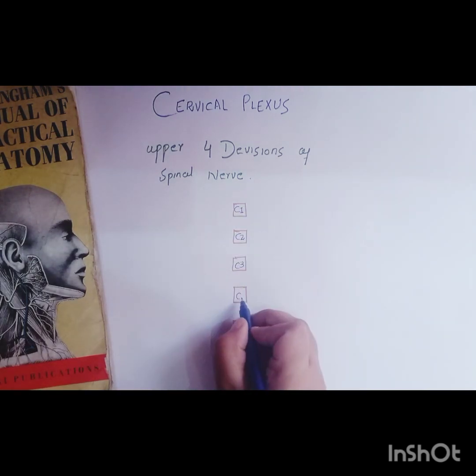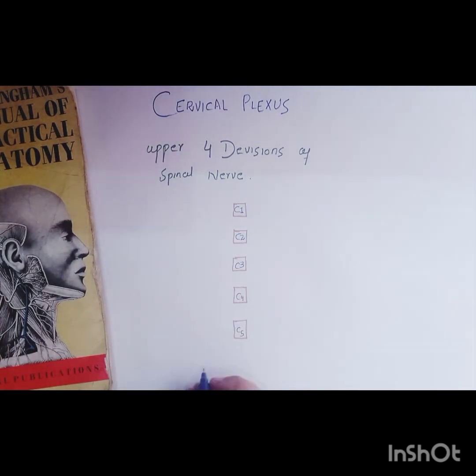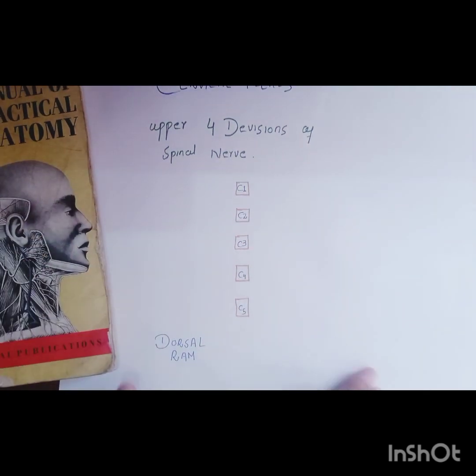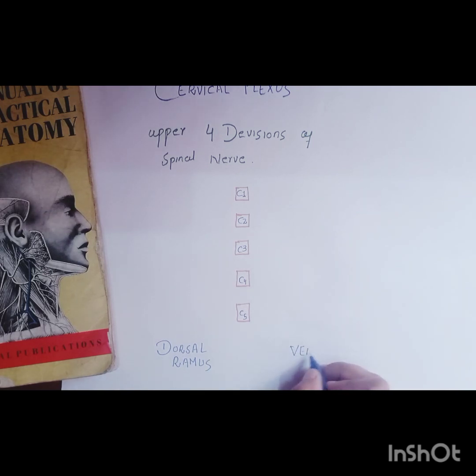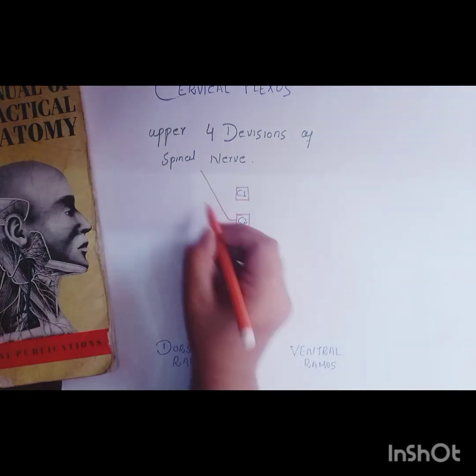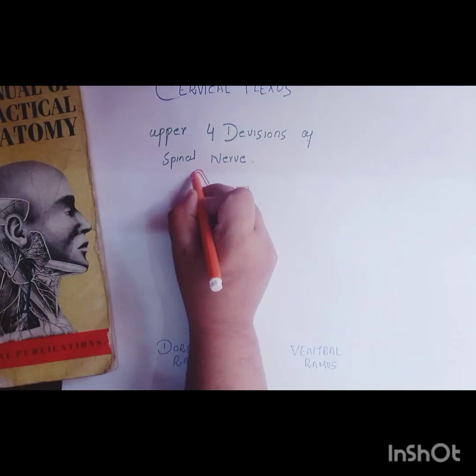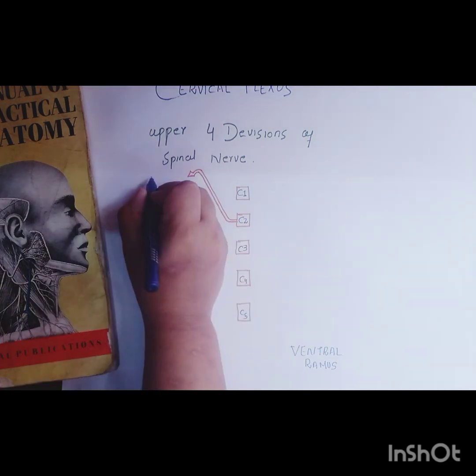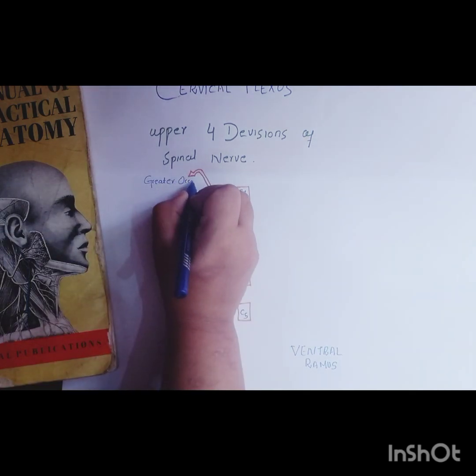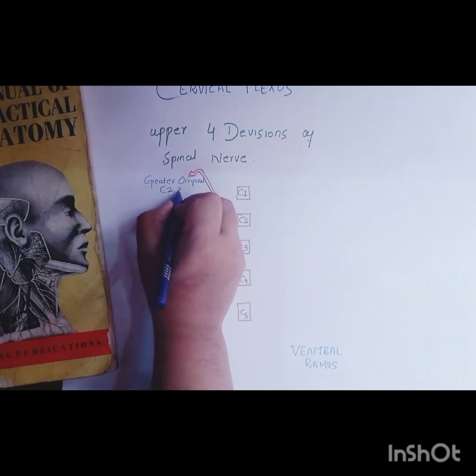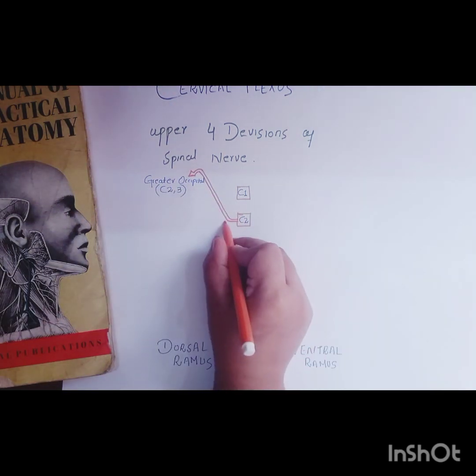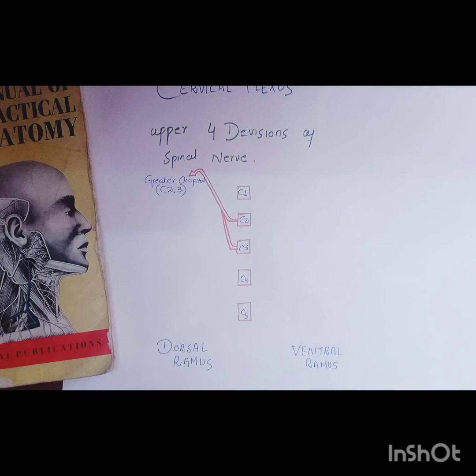C1 to C5, and basically there are two parts of the cervical plexus. The first one is the dorsal ramus and the second one is the ventral ramus. Firstly, I will draw the different branches of the dorsal ramus. The first branch of the dorsal ramus of the cervical plexus is formed by the combination of the second cervical vertebra and the third cervical vertebra, and it is known as the greater occipital nerve.